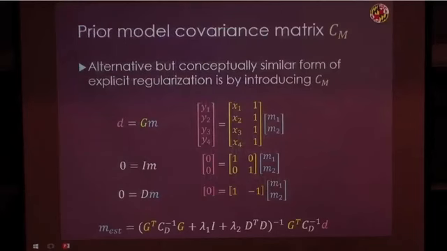Okay. So here are the equations we started with for the line. We can add another equation which says that model parameter 1 should be 0 and model parameter 2 should be 0. That's obviously wrong, but you can just put it in. And then you can put this D matrix here, which says that the difference between this one and this one should also be 0.